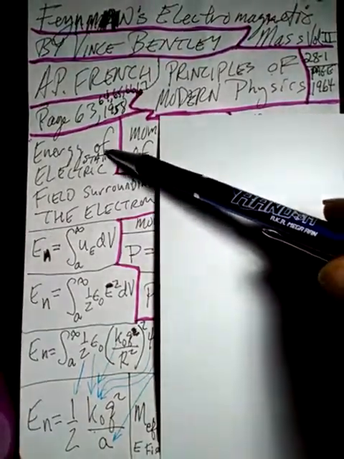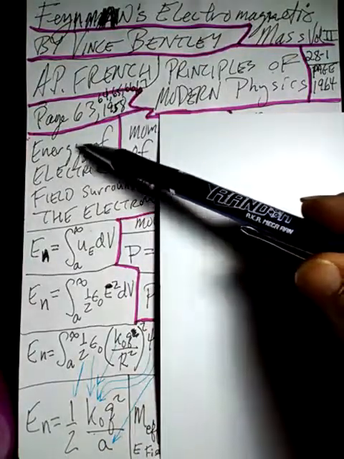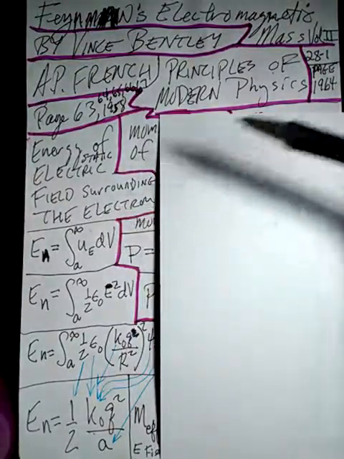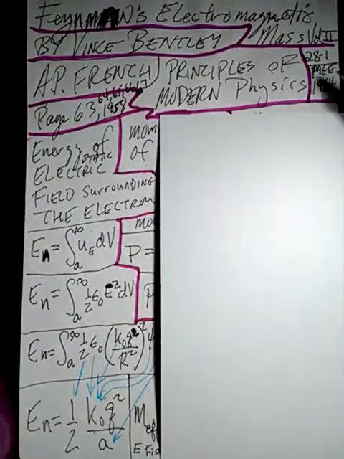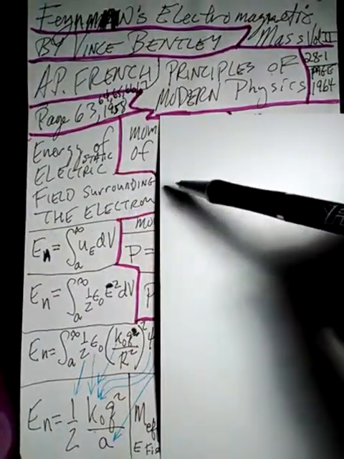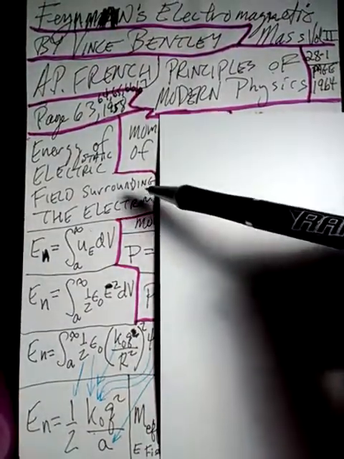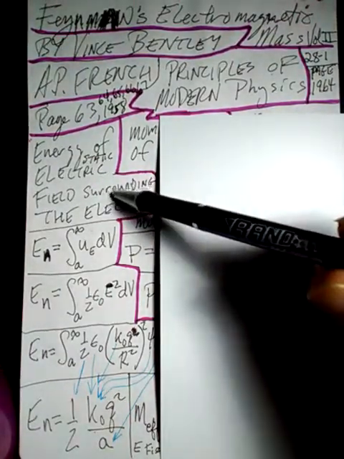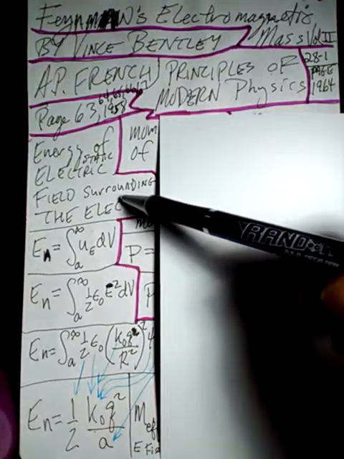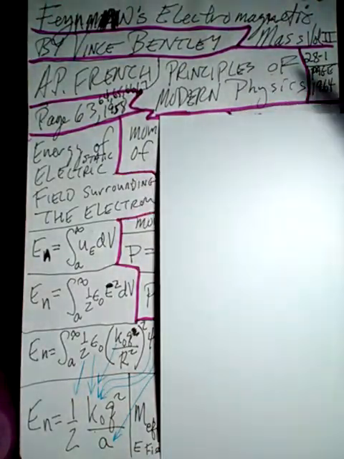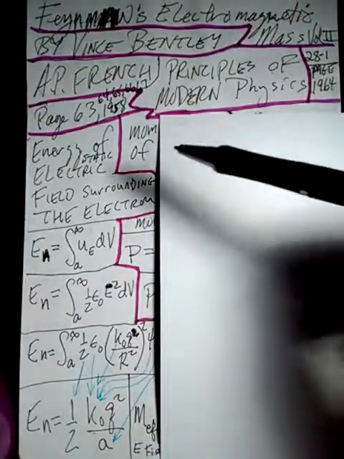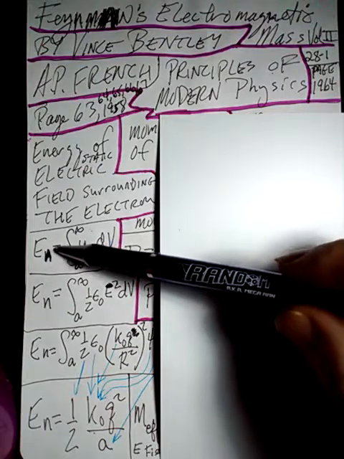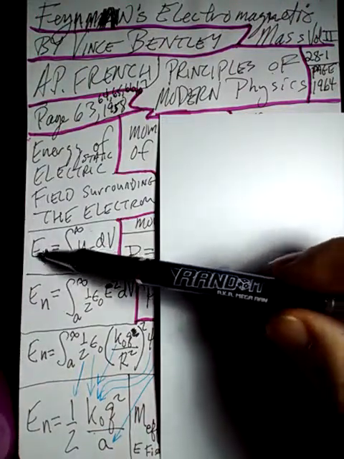What we're going to do is figure out the energy of the static electric field that's surrounding the electron. So it's external to the electron. It's not inside the electron, and I have another lecture where we do the electric field inside the electron. This is figuring out the electric field from the edge of the electron out to infinity, what the effective mass of that would be.